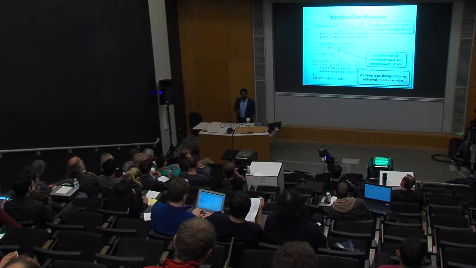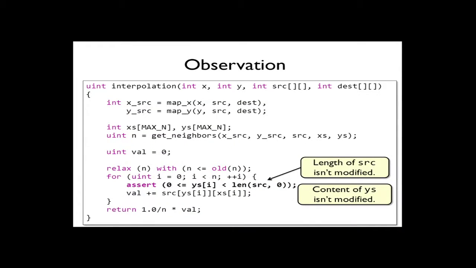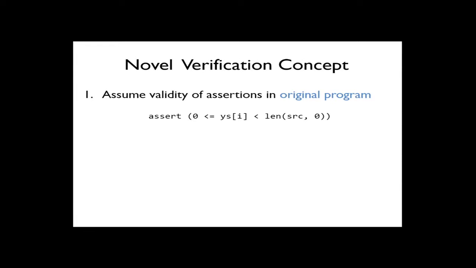Yes, so there's an observation to be made here. It's a great observation. And that observation is that this length of source that we have in here isn't being modified. Even though we're changing the behavior of our program, this actually isn't being modified. And also, the contents of y's isn't modified. And what that means leads us to this observation: we can come up with a new verification concept, which is, why don't we assume the validity of these assertions in the original program?